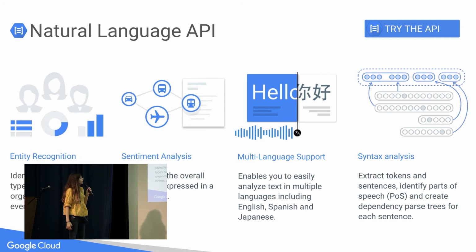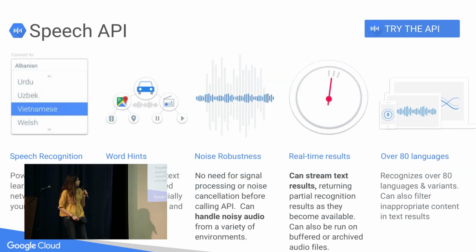Natural Language API, so this is where it comes to entity recognition and sentiment analysis. What is this user, what is this client saying about us on social media? This is mainly used when it comes to social media and getting to know the feedback of the clients. So for example, are my clients happy or sad? Do they have any certain concern? Are they having any problems in a certain service that I'm providing? We have multi-language support and syntax analysis.